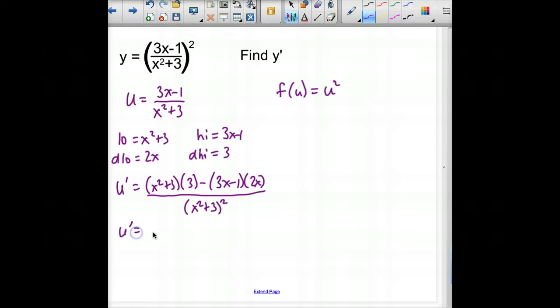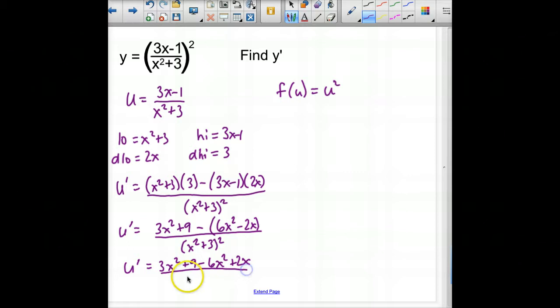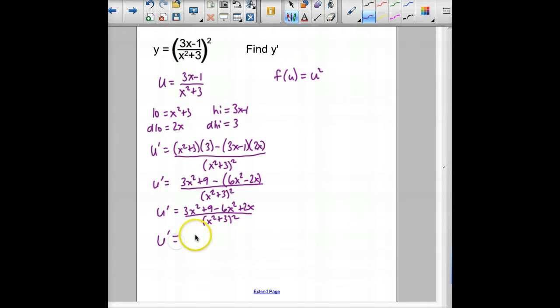Simplifying that, in the numerator we have 3x squared plus 9 minus, parentheses to remember to distribute our negative, 6x squared minus 2x, all over x squared plus 3 squared. Continuing to simplify, 3x squared plus 9 minus 6x squared plus 2x, all over x squared plus 3 squared. Do not multiply out the denominator. And then combining like terms, negative 3x squared plus 2x plus 9, all over x squared plus 3, quantity squared. We try to factor this, but it doesn't factor. You should always try to see if it might cancel with this denominator.